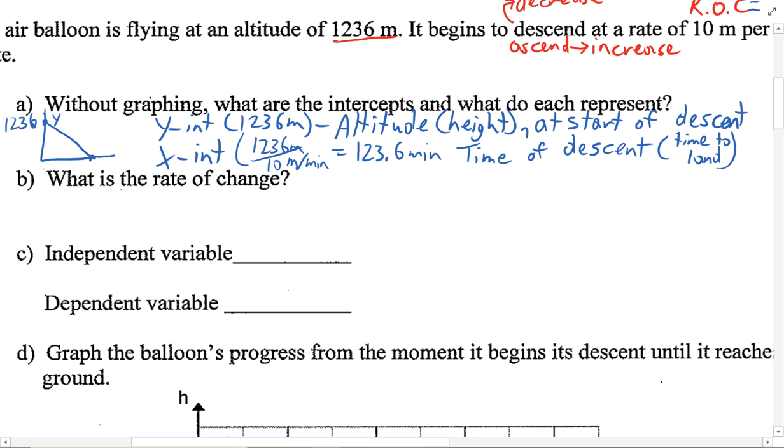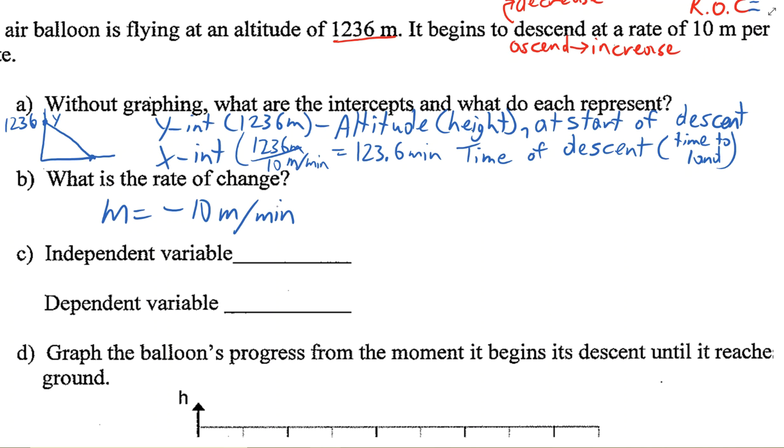Okay, what is our rate of change? We've already talked about that. It's negative 10 meters per minute. Okay. And why do we have to have the negative sign for the rate of change, but I didn't use it when I did my division? Yeah, the negative sign is just to indicate you're decreasing your altitude, that you're going down.